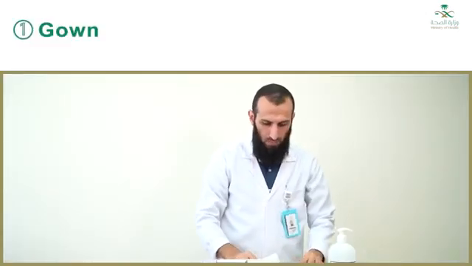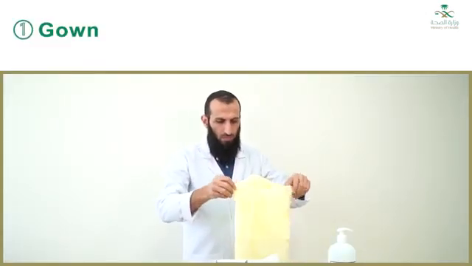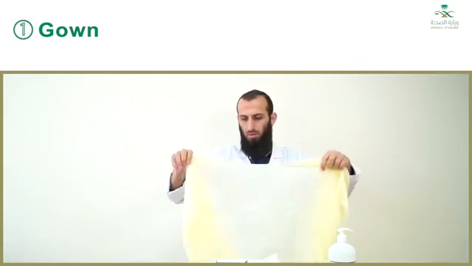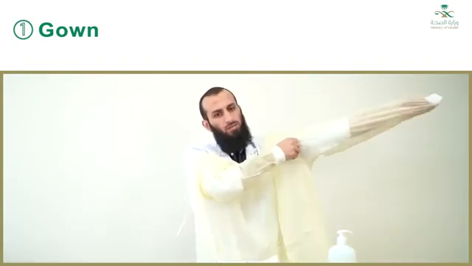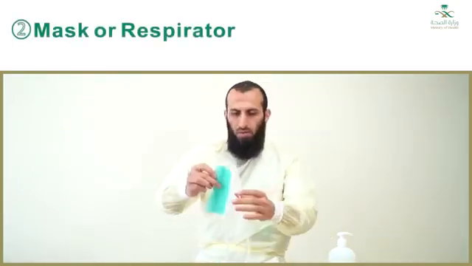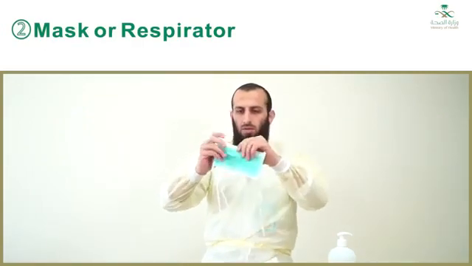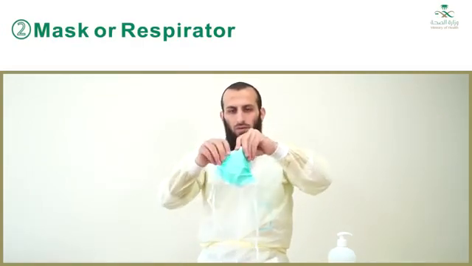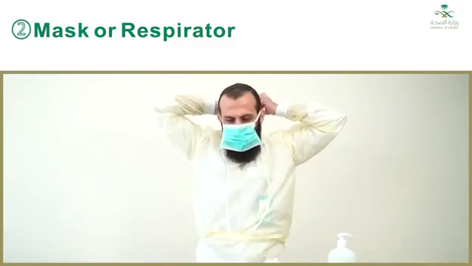1. Gown. Fully cover torso from neck to knees, arms to end of wrists, and wrap around the back. Fasten in back of neck and waist. 2. Mask or respirator. Secure ties or elastic bands at middle of head and neck. Fit flexible band to nose bridge. Fit snug to face and below chin.